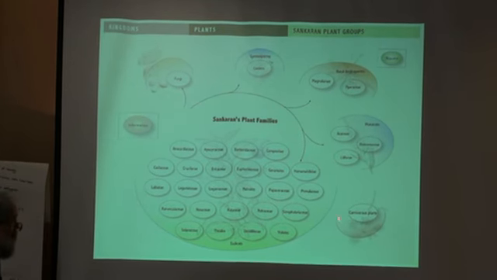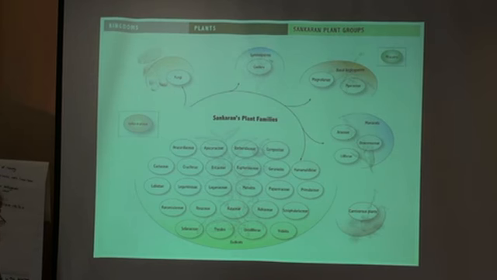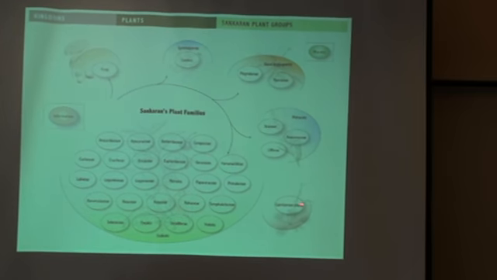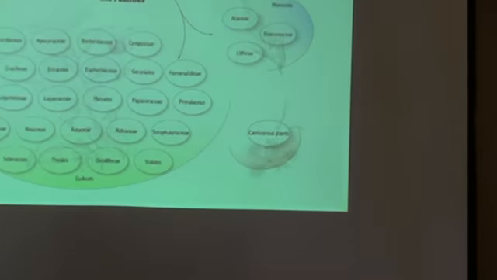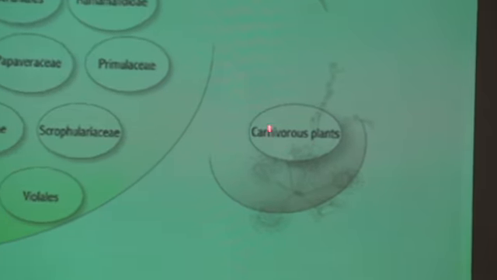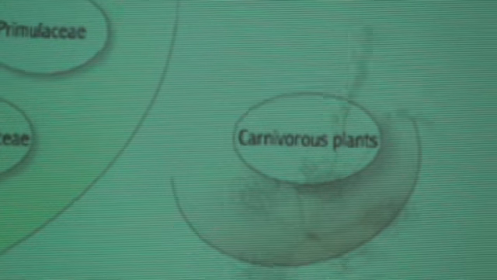find information. The carnivorous plants are a polyphyletic group. The members of this, quote, family that Sankaran uses are not necessarily botanically related to each other, so we've set it aside here out of the main illustration.